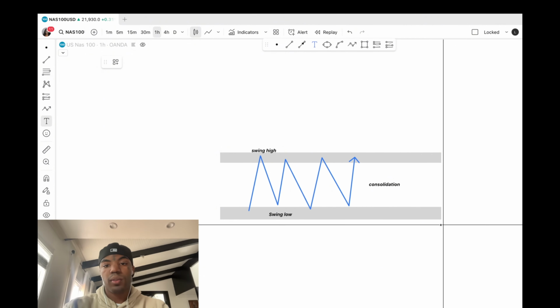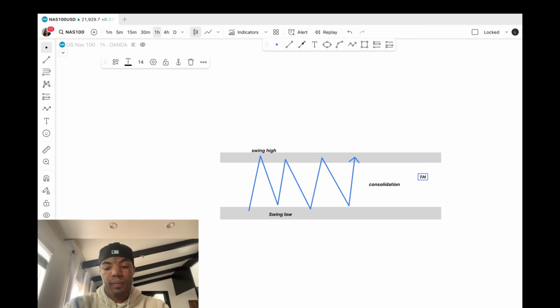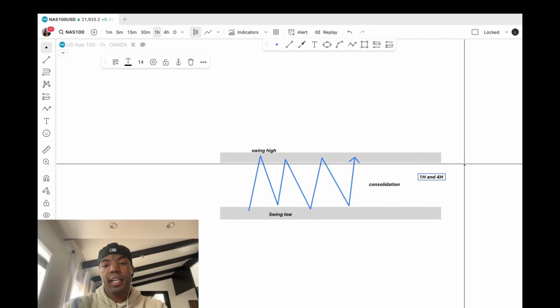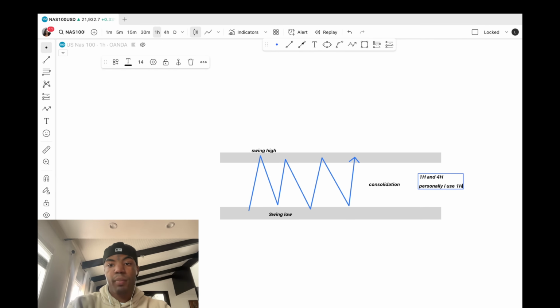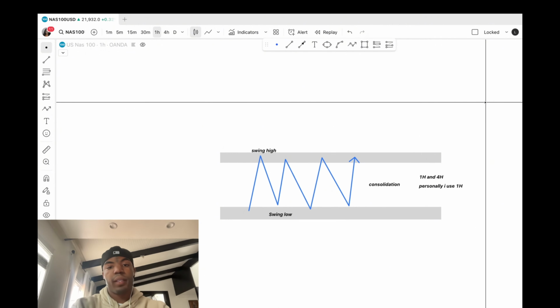So once again, we trade 1 hour and 4 hour time frames. Me personally, I trade the 1 hour. I use the 1 hour pretty often. Pretty much every setup that I've done has been mainly off that 1 hour time frame.